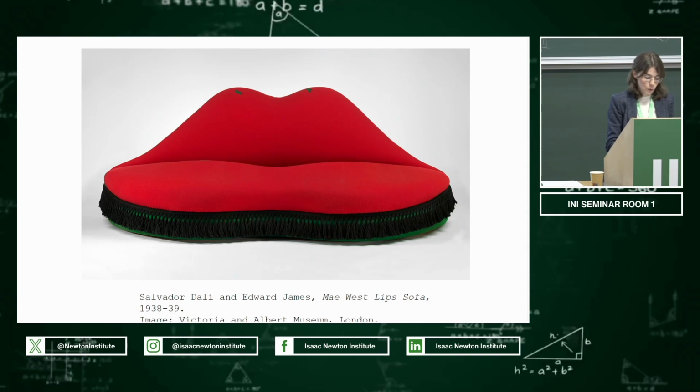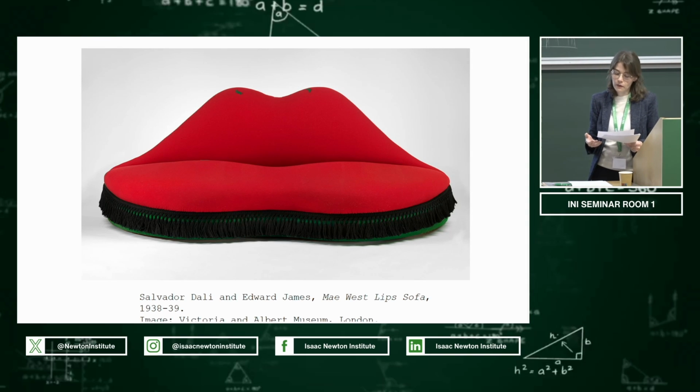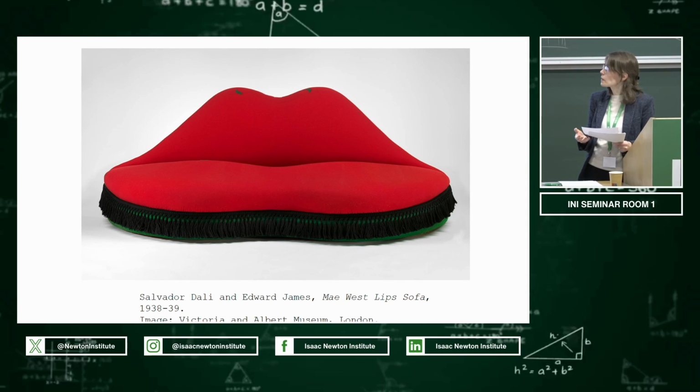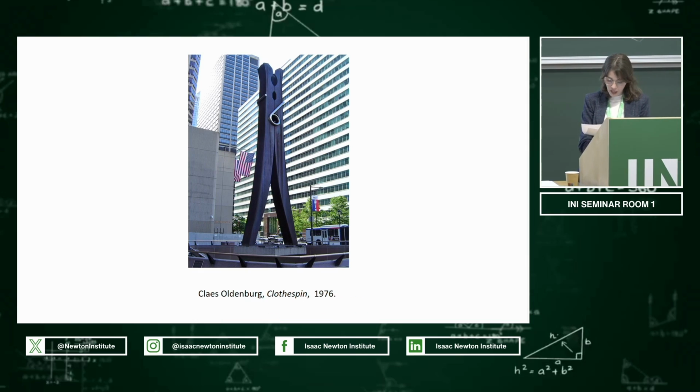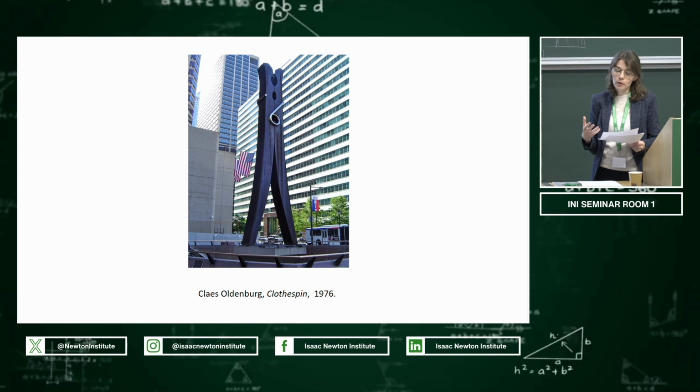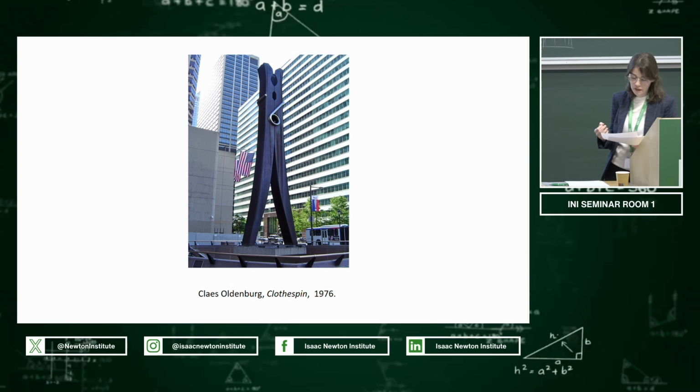So some key precedents we might think of include the work of Salvador Dali and Edward James. This is their Mae West Lip Sofa from 1938. And Claes Oldenburg's whimsical kind of monumentalizing of small everyday objects. So this is his clothespin work in Philadelphia in America.